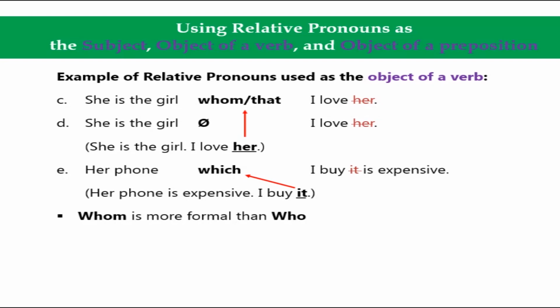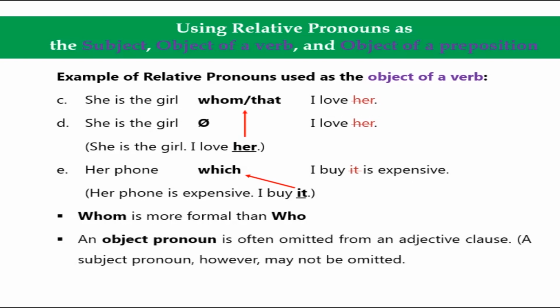Let's remember some important notes. Whom is more formal than who. An object pronoun is often omitted from an adjective clause. A subject pronoun, however, may not be omitted. So let's take a look again at example D. She is the girl I love. So in this case, we omit the object pronoun, which is the relative pronoun that acts as the object of a verb. Now, let's move on and study how to use the relative pronoun as the object of a preposition.